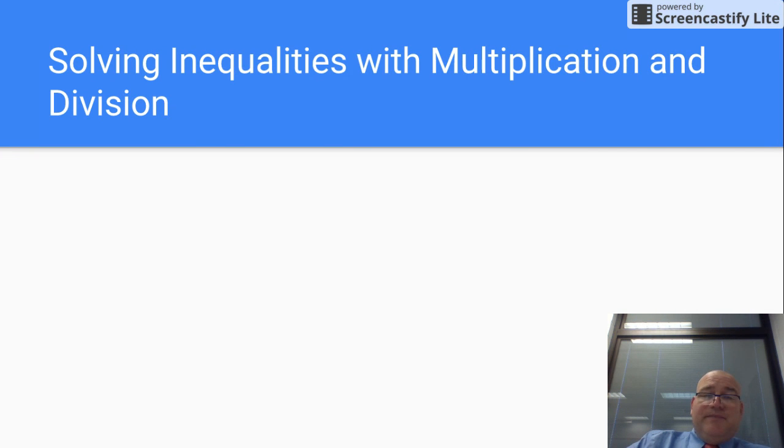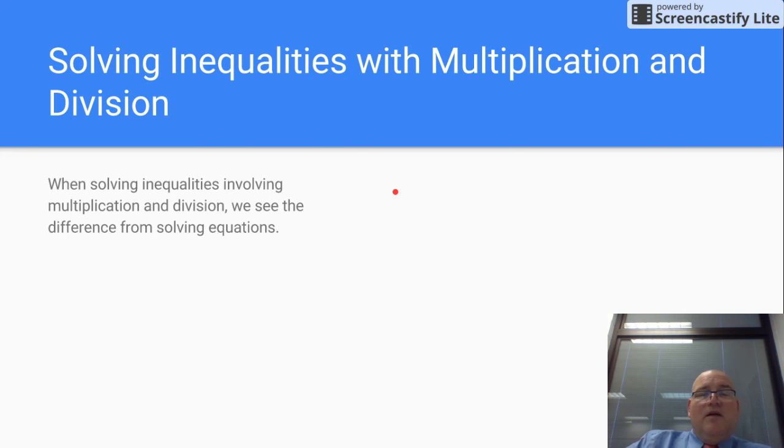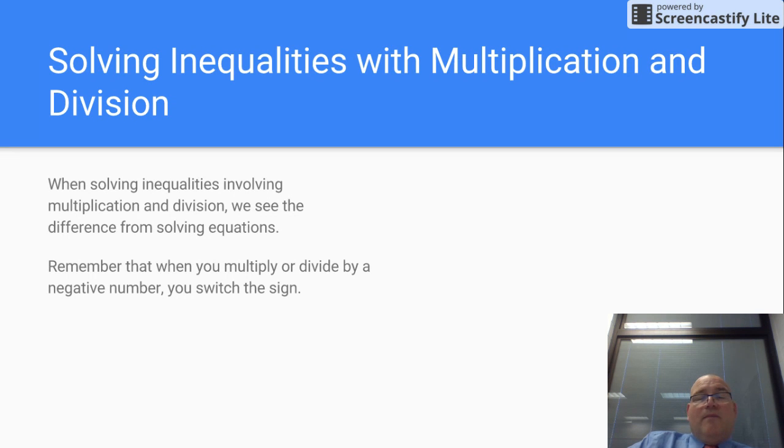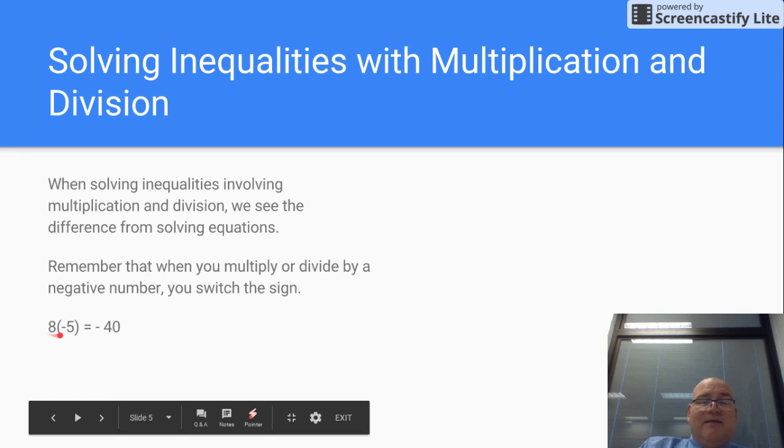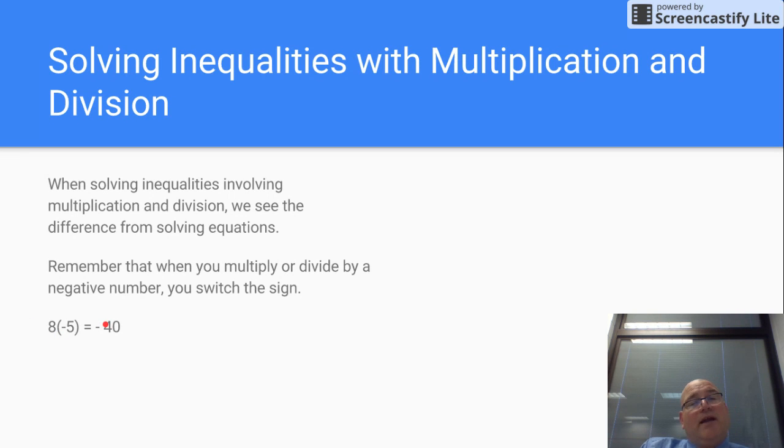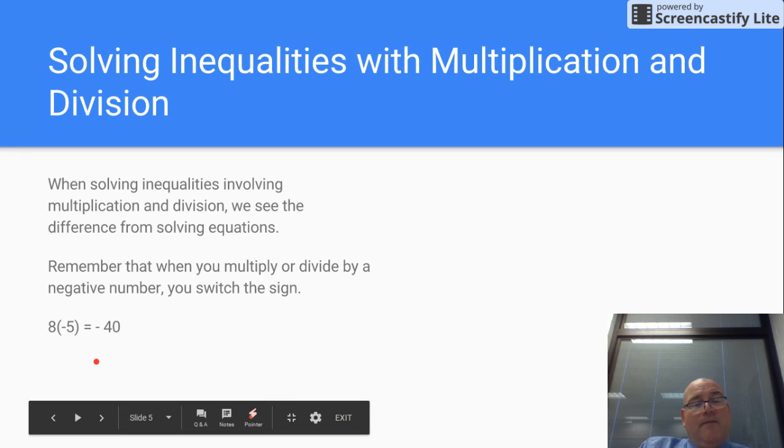Now, when we do inequalities with multiplication and division, when solving inequalities involving multiplication and division, we see the difference from solving equations. Remember, when you multiply or divide by a negative number, you switch the sign. For example, 8 times negative 5 is negative 40. 8 starts out as a positive, but when we multiply it by a negative, we switch the product to a negative sign.